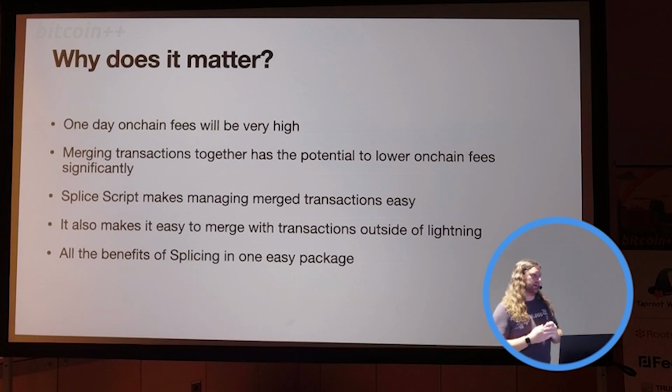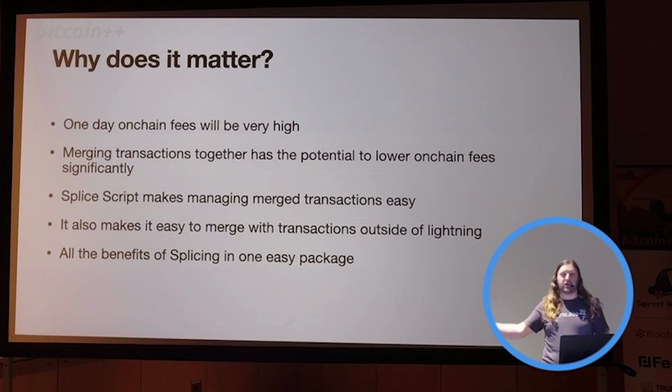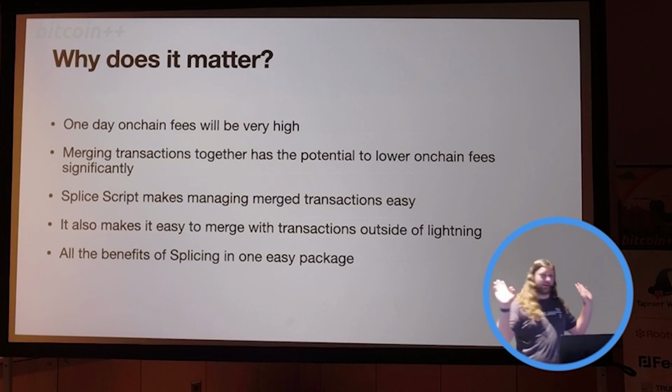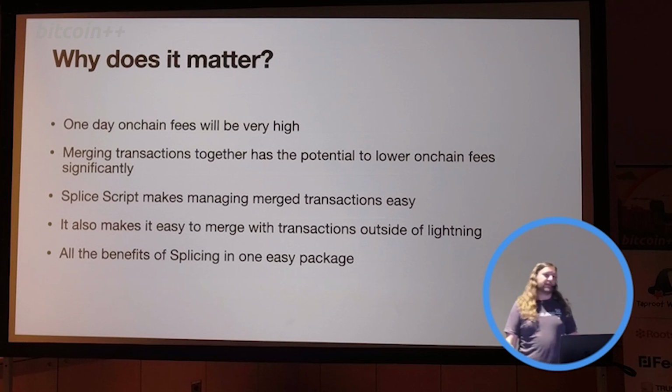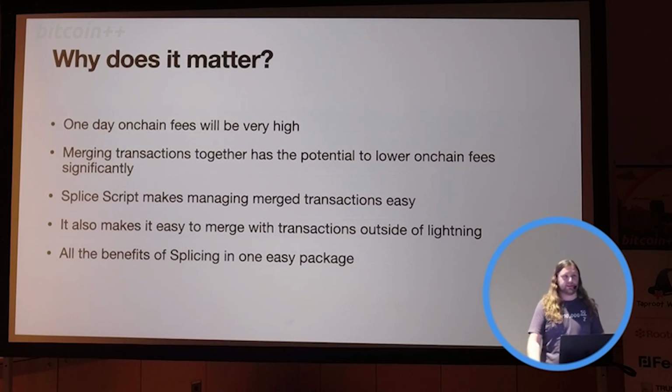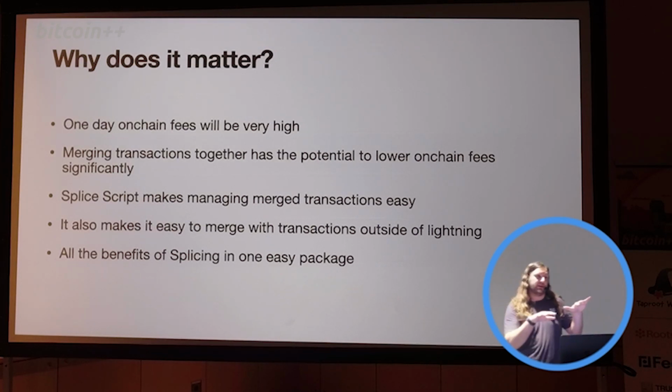The other thing is that SpliceScript will enable us to merge with external transactions more easily. One thing you can join with is a coin join, although those are apparently going away now. But that's more of an opportunity than a pitfall, because the reason coin joins are going away is because they're all centralized. This gives us the building blocks to build decentralized coin joins, which is pretty exciting. Anyway, that's why it matters. You get all the benefits of splicing in an easy package. I've been working for a long time on getting the nuts and bolts of splicing going, and now this is the usability layer to make it easy to do stuff.